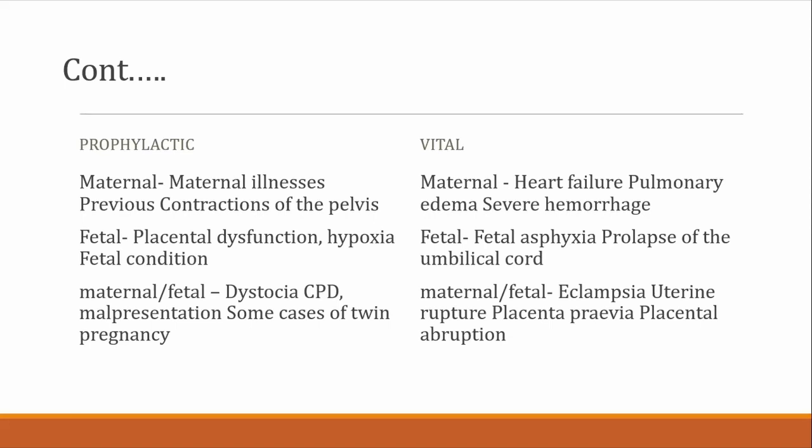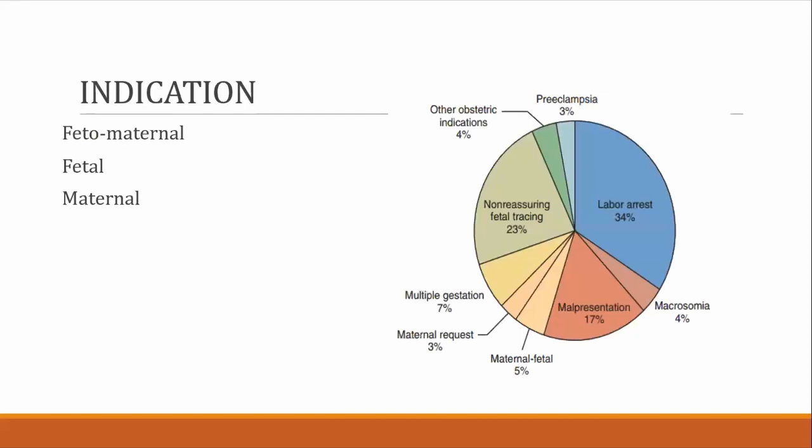When we say vital maternal indications, in the case of respiratory failure, cardiac failure, or severe hemorrhage like APH with active bleeding, I'm sure all of you have faced this indication. It's one of the vital indications, and also fetal asphyxia and cord prolapse, these are vital. And for both fetal and maternal, in the case of eclampsia, uterine rupture, placenta previa, or abruption, these are vital for both. And in general data, non-reassuring fetal heart rate and labor abnormality account for more than 50% of cesarean sections worldwide.